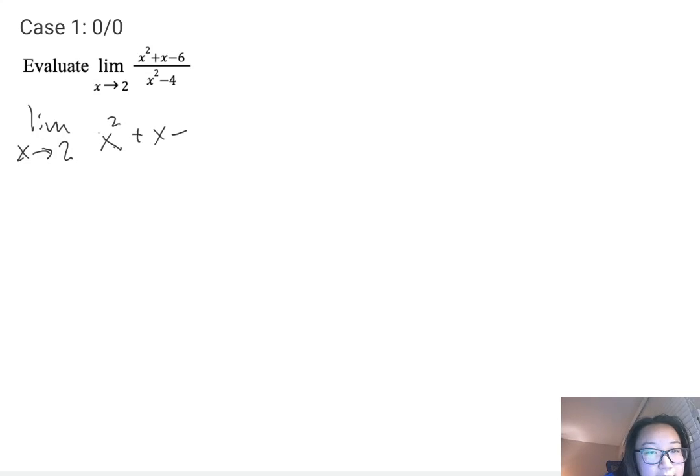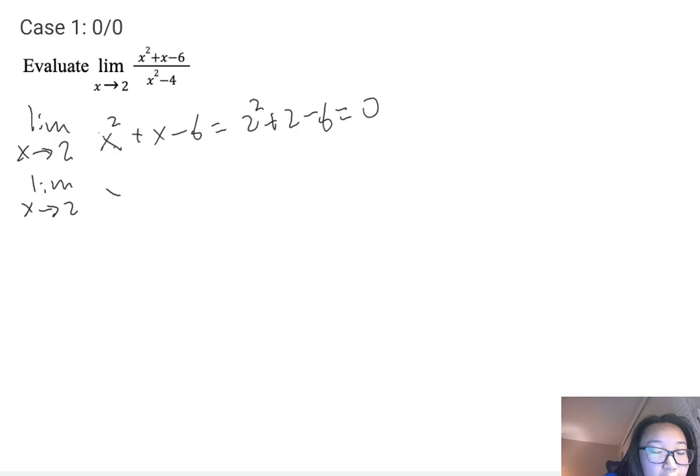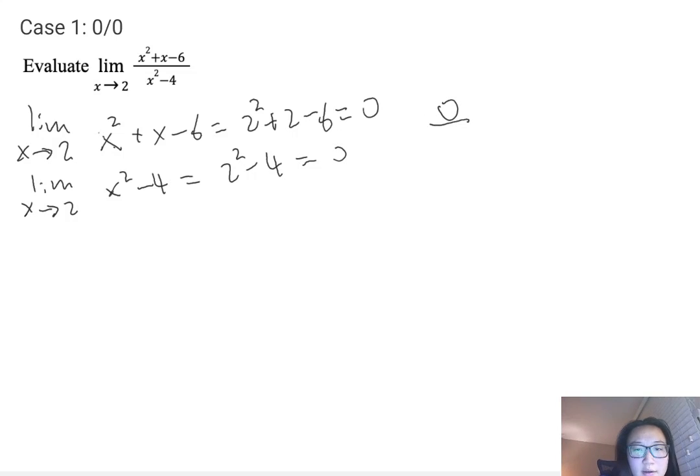So the limit as x approaches 2 of x squared plus x minus 6 equals 2 squared plus 2 minus 6, which gives us 0. That's our numerator. And the limit as x approaches 2 of x squared minus 4, the denominator, equals 2 squared minus 4, which gives us 0. I hope you realize that this is becoming a problem, because we have a 0 in the denominator, and obviously we cannot divide by 0 because the answer would be undefined. We also have a 0 in the numerator as well. So this is considered an indeterminate form, and this is one of the indeterminate forms used in L'Hopital's rule.